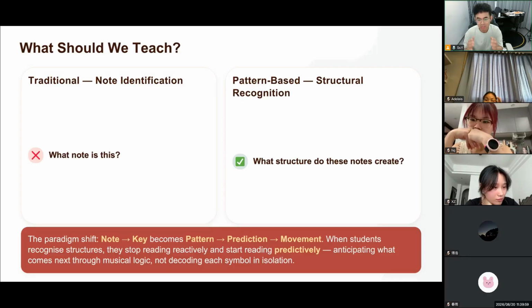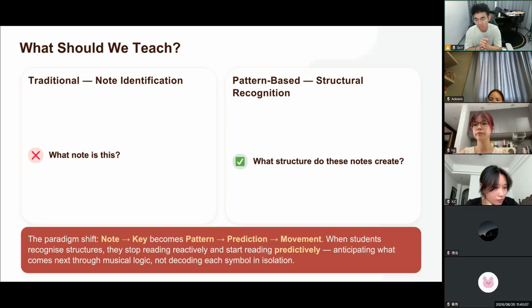Third, pattern-based sight reading does not replace traditional note reading methods. Students still need to learn note names, rhythm, and basic music theory. But on top of this basic knowledge, teachers also need to help students build a higher level understanding of music. Because music is not made up of isolated notes, it is the relationships between notes that form the real musical structure.